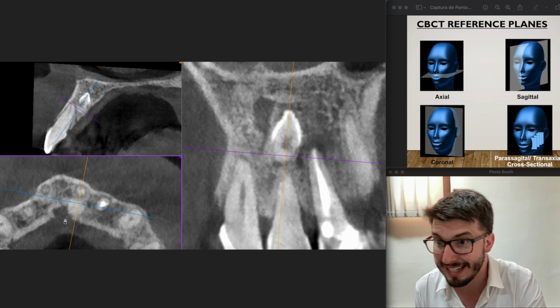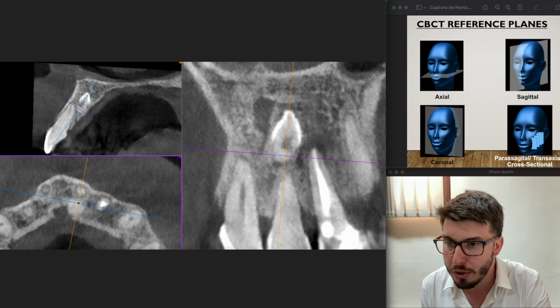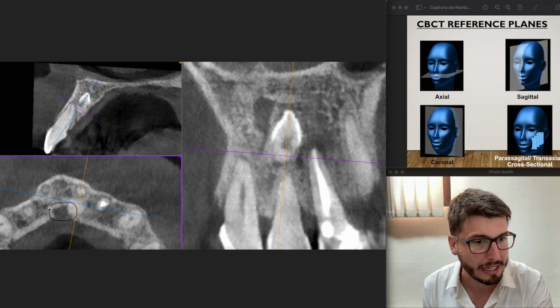And take a look at this. In the axial plane on the bottom left of your screen, we can see that this tooth is actually in continuation with, take a look, the nasopalatine canal. Okay, so the nasopalatine canal is here.